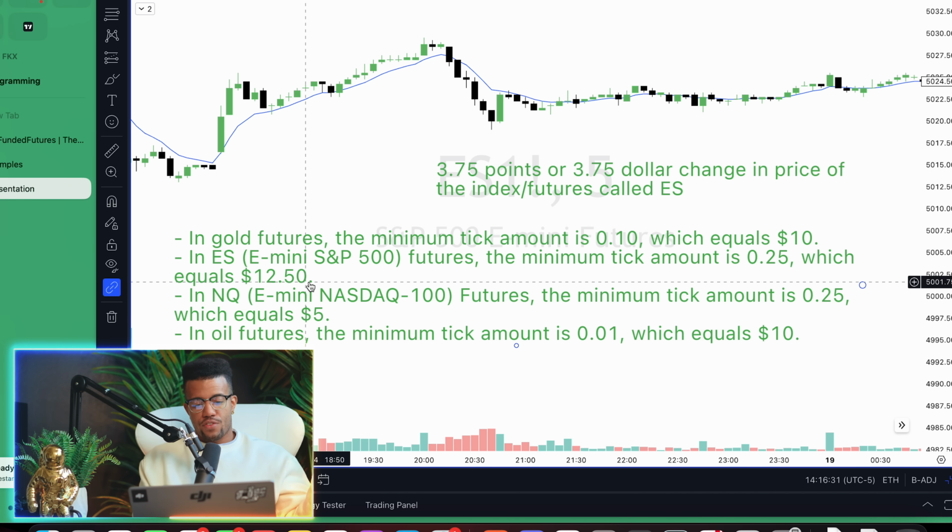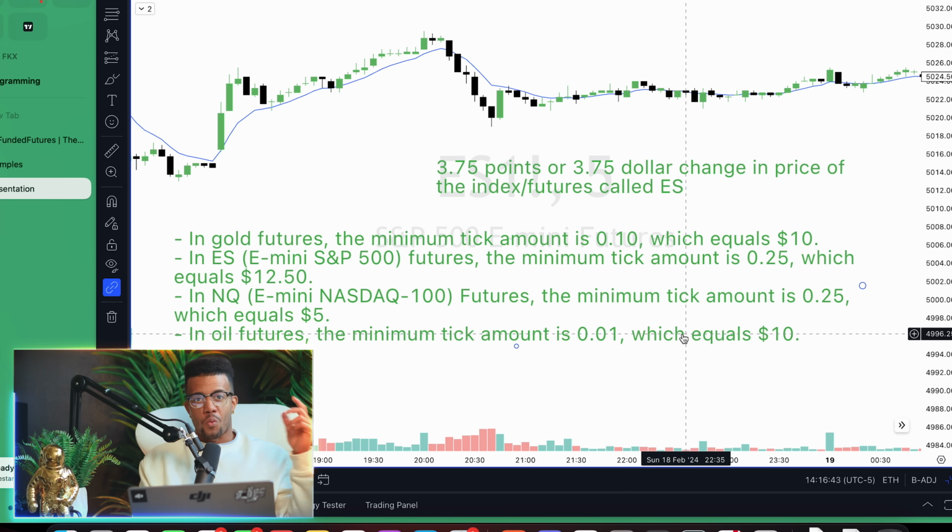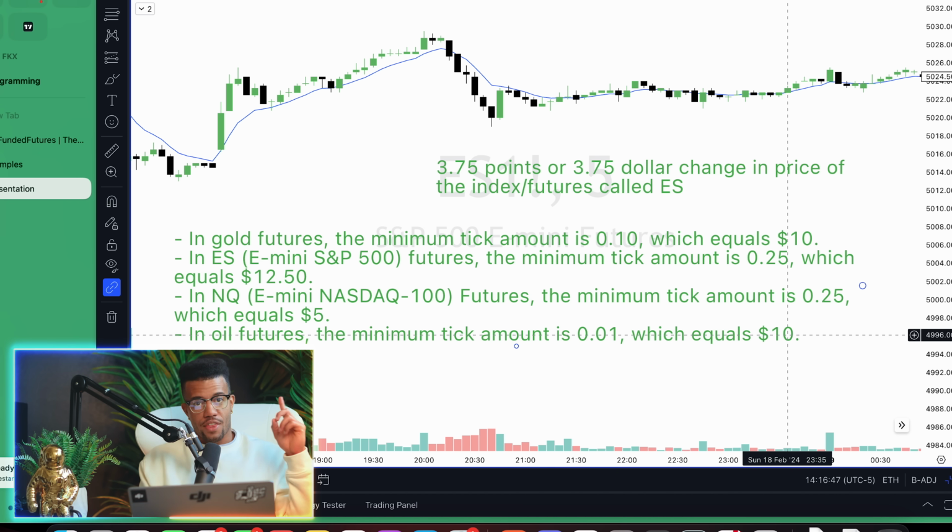For ES it's 12.50. So 4 ticks is equal to $50. 1 point on ES is worth $50. 1 point on NQ is worth $20. And in oil, 1 point is worth how much? $1,000. Okay. Different assets, different tick amounts, different tick values.